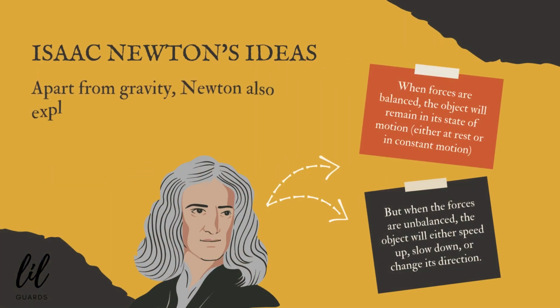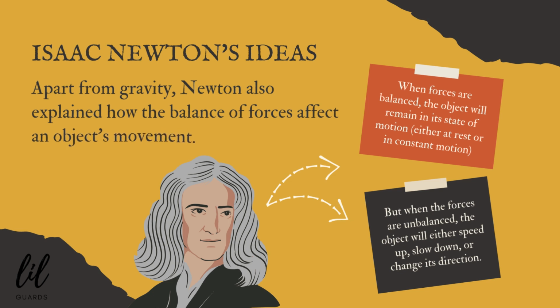Apart from gravity, Newton also explained how the balance of forces affect an object's movement. When forces are balanced, the object will remain in its state of motion either at rest or in constant motion. But when the forces are unbalanced, the object will either speed up, slow down, or change its direction.